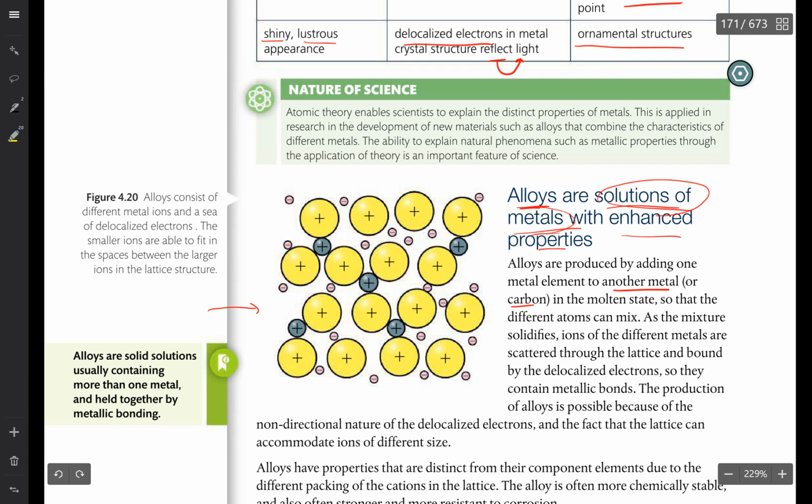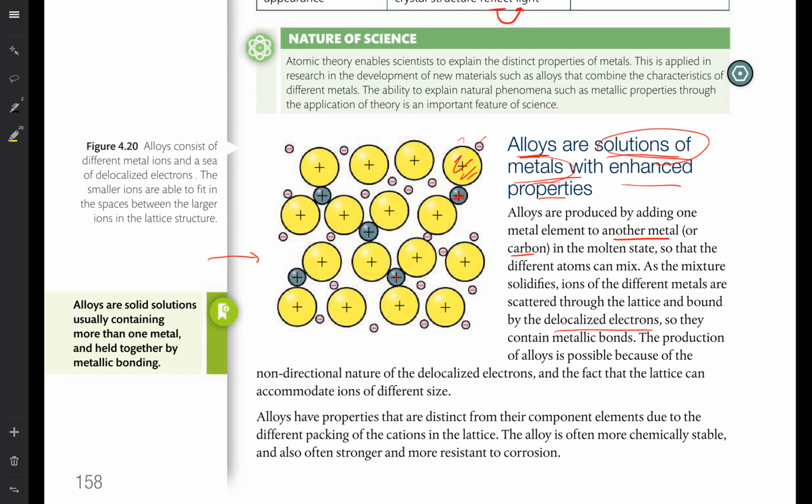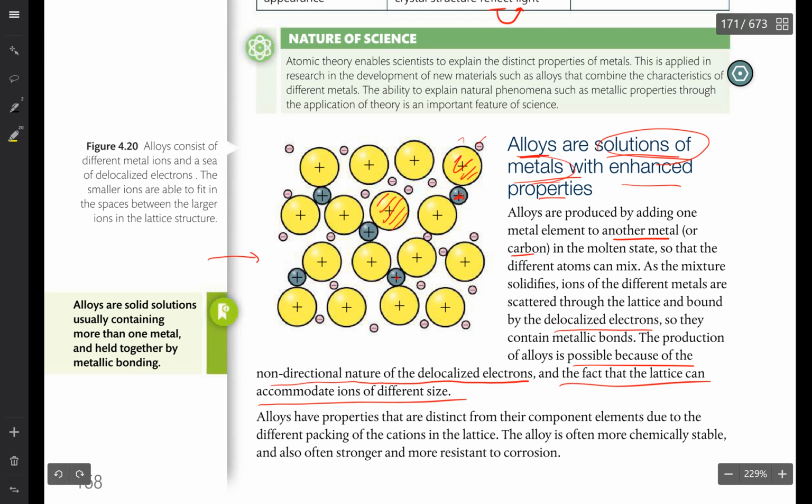An example of a solution of metals is shown here. So here you have two types of metals joined to each other, the yellow one and the gray one. And you can see that the gray metal ions are evenly distributed in the yellow metal ions, and you have the sea of electrons around them. So these delocalized electrons keep both of the metal ions in the crystal structure, and the production of the alloy is possible because of the non-directional nature of the delocalized electrons and the fact that the lattice can accommodate ions of different size. So you can see here the two metals in the alloy don't have the same size. The yellow one is bigger and the gray one is smaller.